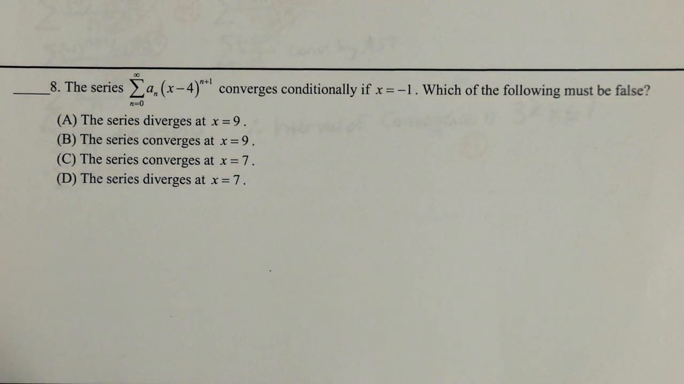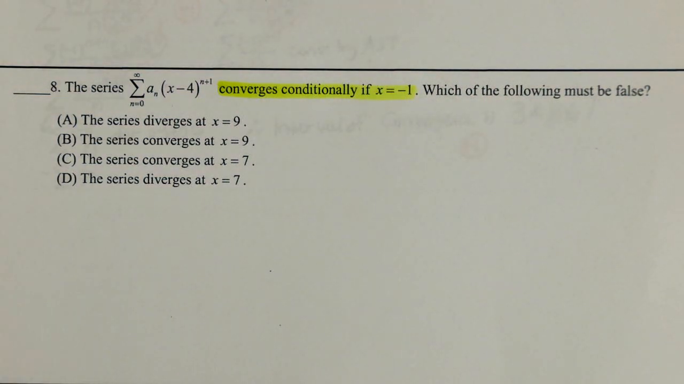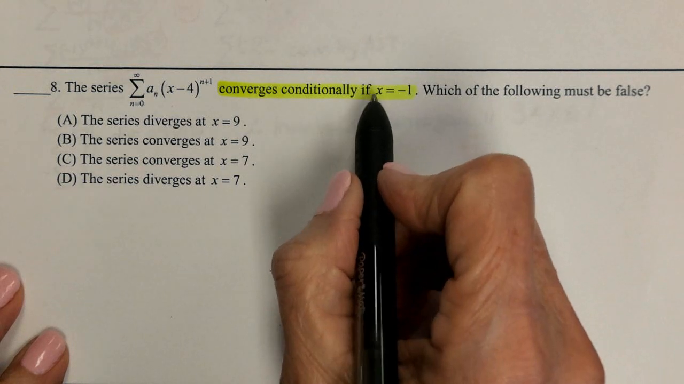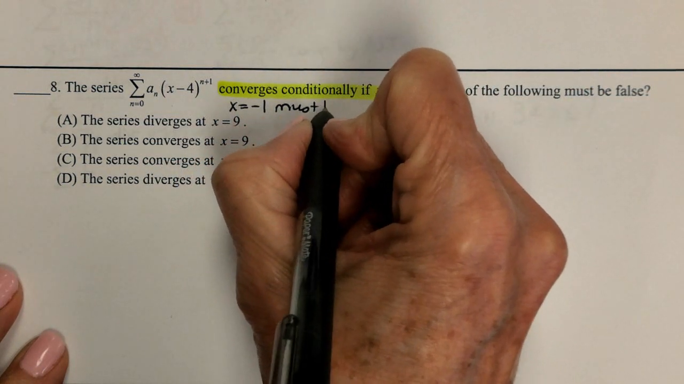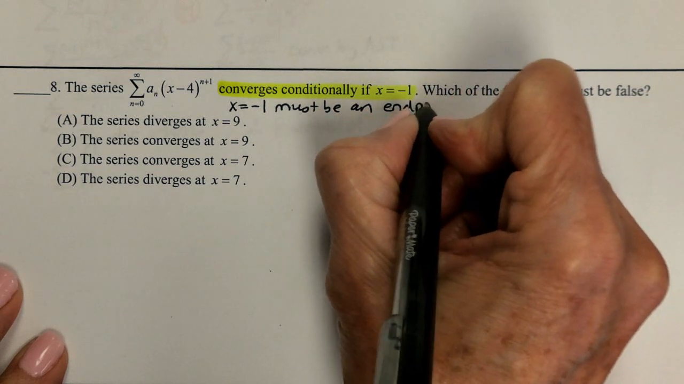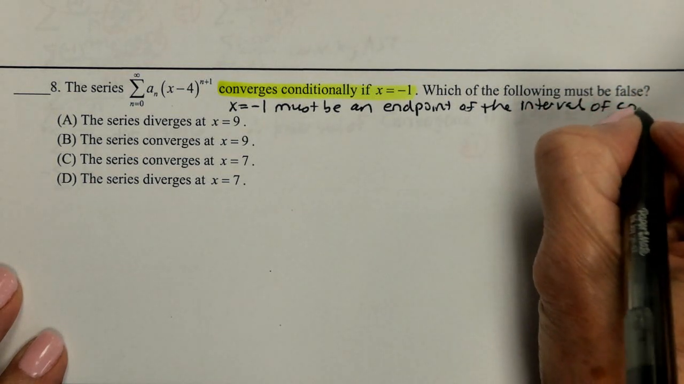One last way that they can ask us. This series converges conditionally. I remember the year, a few years ago, I thought I was teaching this great. I thought I was doing such a good job. And then on the practice exam that year, there was a question like this about converges conditionally. You guys, the only way that we can have a value that converges conditionally is if that value is an endpoint of the interval of convergence. So x equals -1 must be an endpoint of the interval of convergence. It's the only way it could happen.